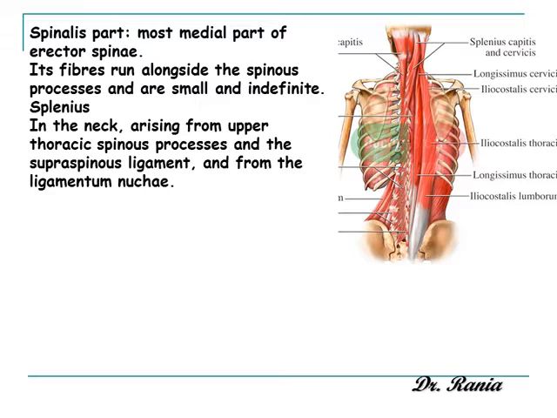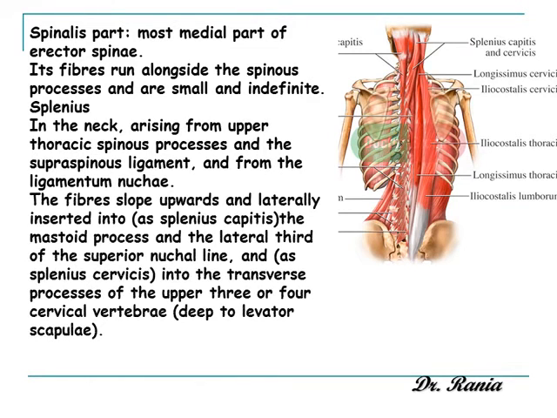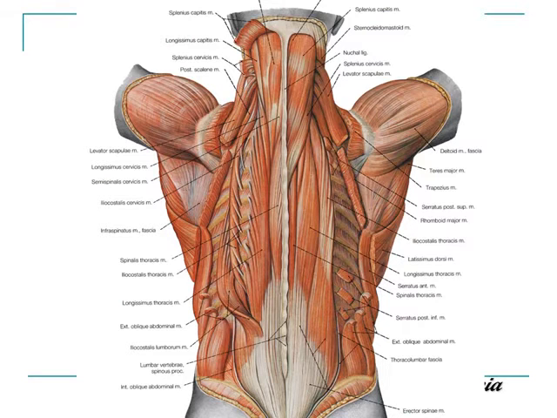It arises from the upper thoracic spinous processes, the supraspinous ligament, and the ligamentum nuchae, and the fibers slope upward and laterally to form two muscles. One is the splenius capitis, which is inserted into the mastoid process and the lateral third of the superior nuchal line. The second is inserted into the transverse processes of the upper three cervical vertebrae and is called splenius cervicis, and it lies deep to the levator. This is a whole diagram of the muscles of the back.